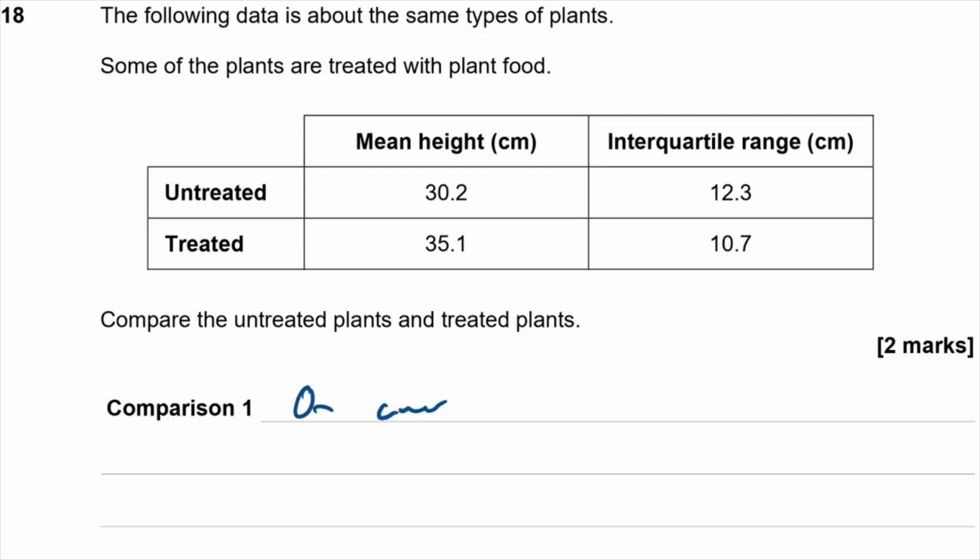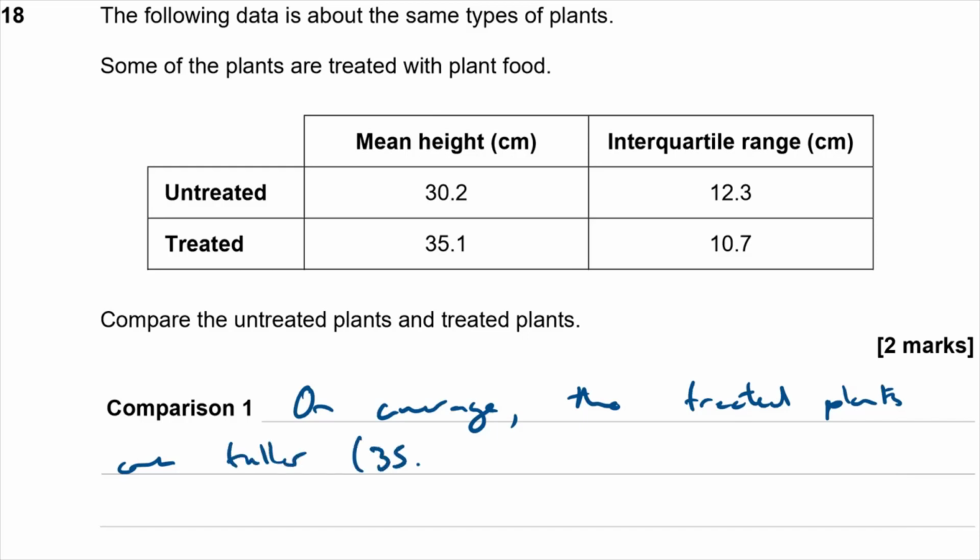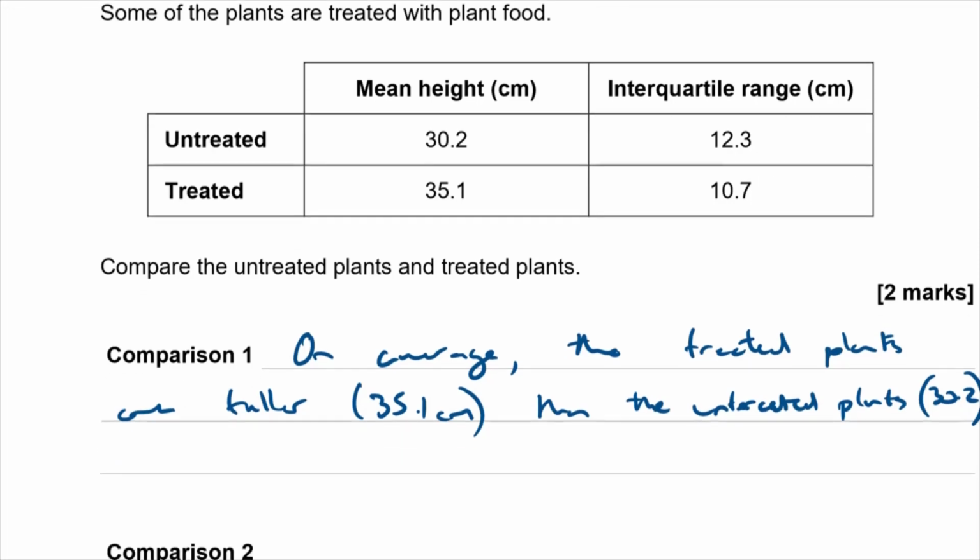On average, the treated plants are taller, 35.1 centimeters, than the untreated plants, which are 30.2. So that's one comparison.